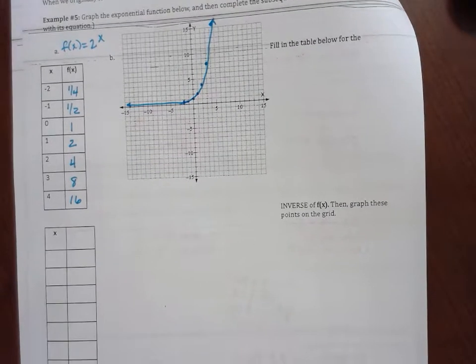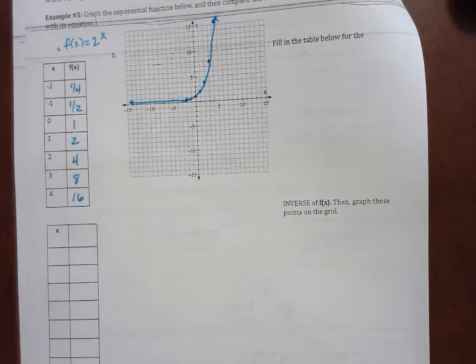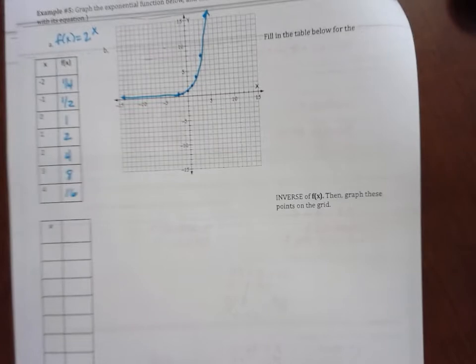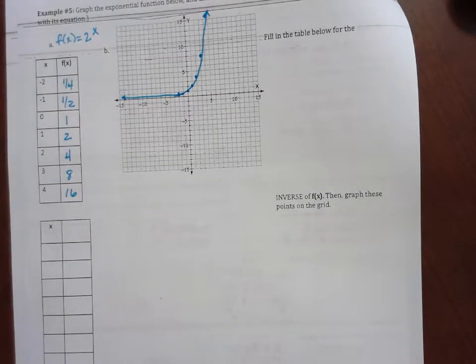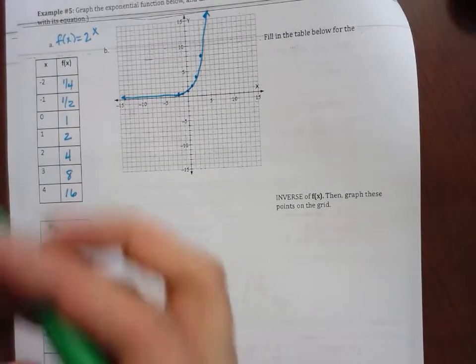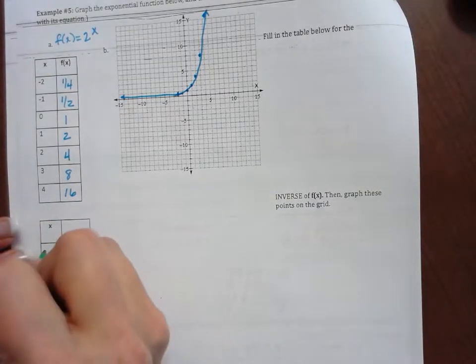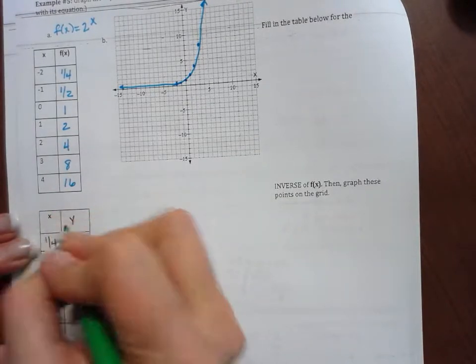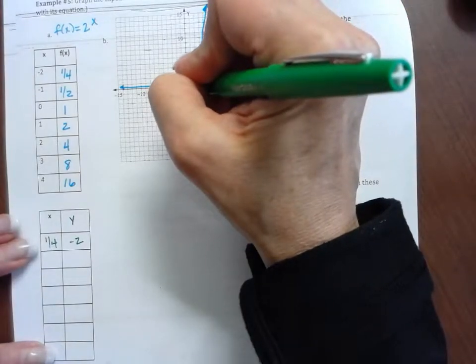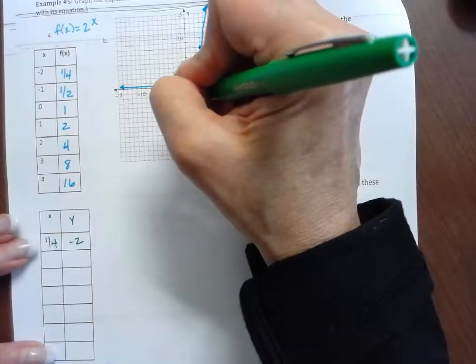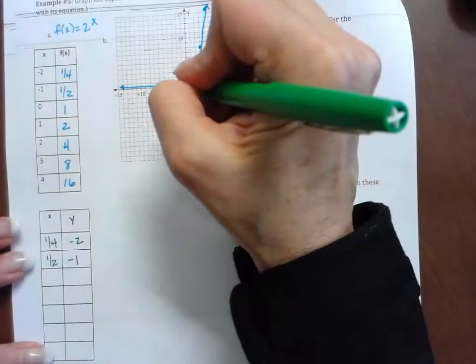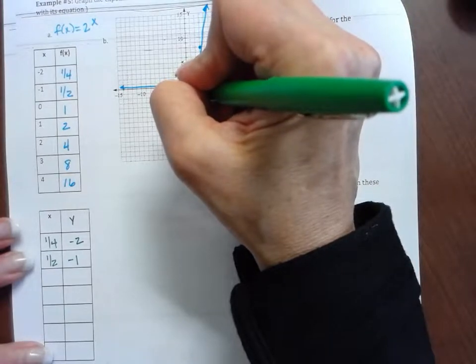Okay, now if I want to do the inverse, what would I do to my table? Yeah, switch my x and my y. And so my x would be 1/4, and my new y is going to be -2. So at 1/4, I'm going to be at -2. Then at 1/2, I'll be at -1.